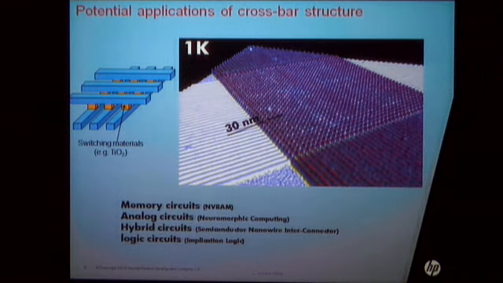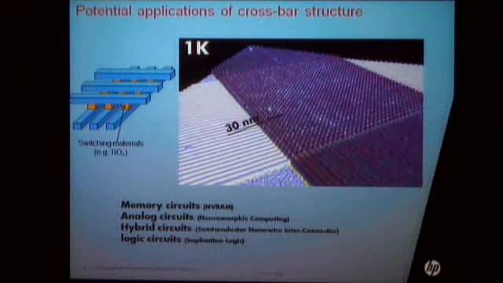If you put these individual devices into an array, you get this crossbar structure. Here you are looking at 1,000 memristive devices within a 2 micrometer by 2 micrometer area. And the crossbar structure has these proposed applications. The obvious one is non-volatile RAM, and the resistance change of the device is continuous from a low resistance to a high resistance value. That's why it can also be used for analog circuits, such as neuromorphic computing.